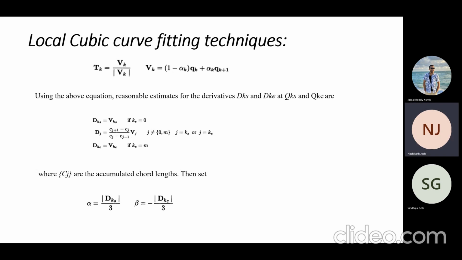Using the above equation, reasonable estimates for derivatives d_ks and d_ke at Q_ks and Q_ke are: d_k is equal to V_ks if ks is equal to 0; d_j is equal to c_j plus 1 minus c_j by c_j minus 1 times V_j, where j is not equal to either 0 or m, j is equal to ks or j is equal to ke; and d_ke is equal to V_ke if ke is equal to m. Here, c_j are the accumulated chord lengths. Then set alpha equal to d_ks by 3 and beta equal to minus d_ke by 3.